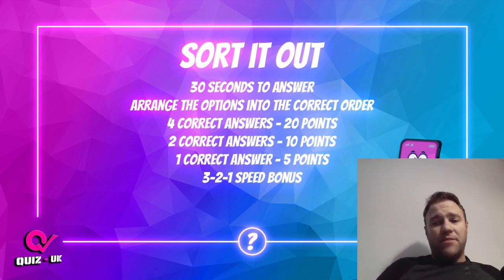And regardless of how many points or options you get in the right place, the speed bonus of 3, 2, 1 will go to the fastest teams to answer. That's it. Then you just move on. Easy peasy.